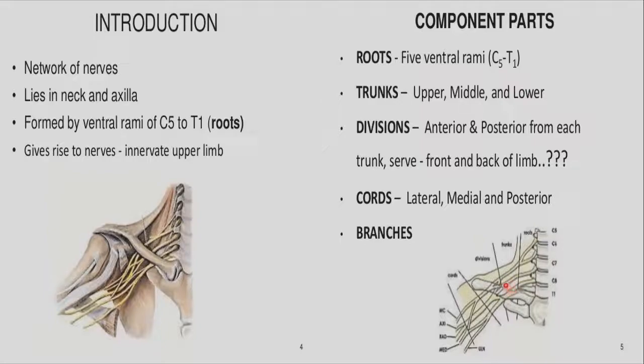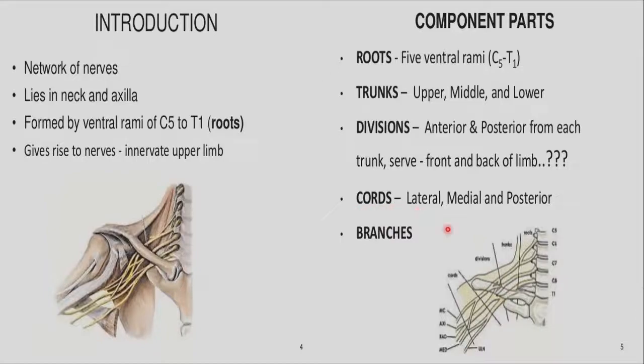Then all the trunks are going to divide into divisions, the anterior and posterior divisions. Each trunk divides into an anterior division and a posterior division. Even from the middle trunk, you have an anterior division and a posterior division. Even from the lower trunk, you have an anterior division and a posterior division. Then the divisions come together to form what are known as cords.